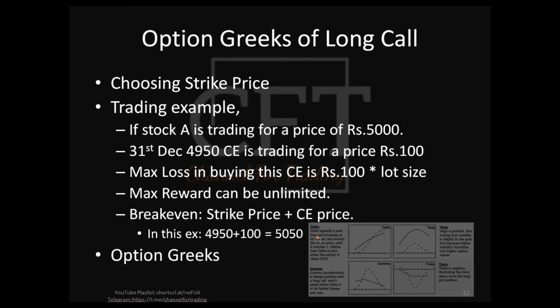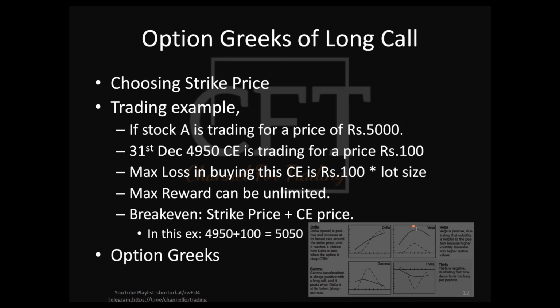So delta is positive here in this case for a long call, and it increases at its fastest rate around the strike price until it reaches 1 or close to 1. The delta is also 0 in case of out of the money. Okay, so this is the delta graph. And the Vega is also like this. This indicates the Vega is positive, which indicates the volatility is helpful to the position because higher volatility translates into higher option values. So the higher the Vega, it is good for option buyers because the price is going to go up, which is bad for option sellers.